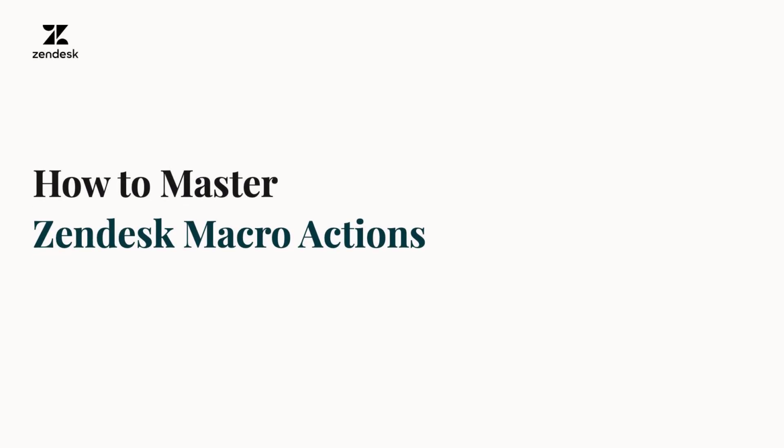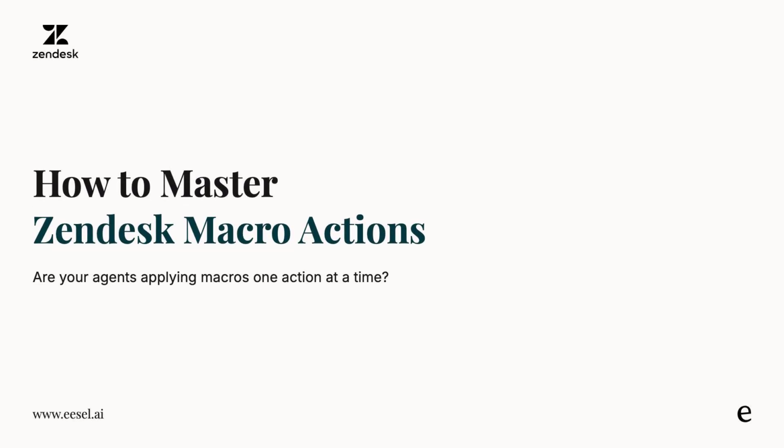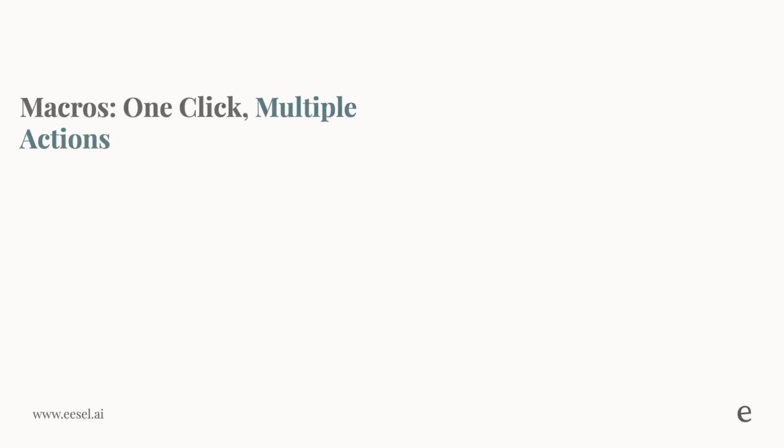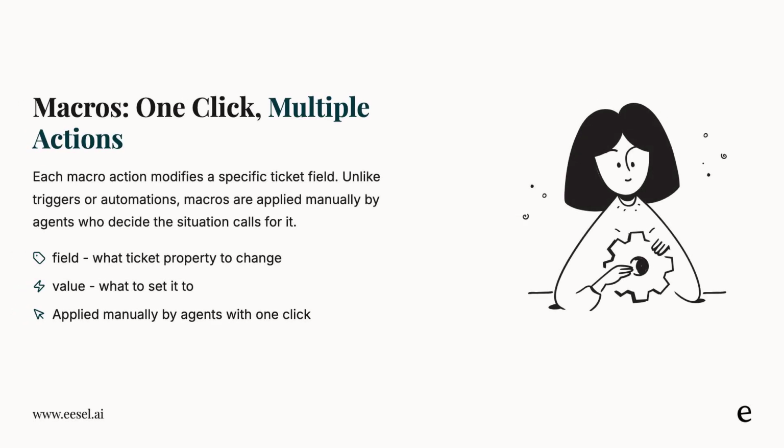Are your agents applying macros one action at a time when they could be doing 5 things with a single click? Macros are Zendesk's most underutilized efficiency tool, and mastering every available action is the difference between a fast support team and a truly scalable one. Each macro action modifies a specific ticket field using a simple field value pair. Unlike triggers that fire automatically or automations that run on schedules, macros are applied manually by agents who judge when the situation calls for it, giving you precision without losing speed.